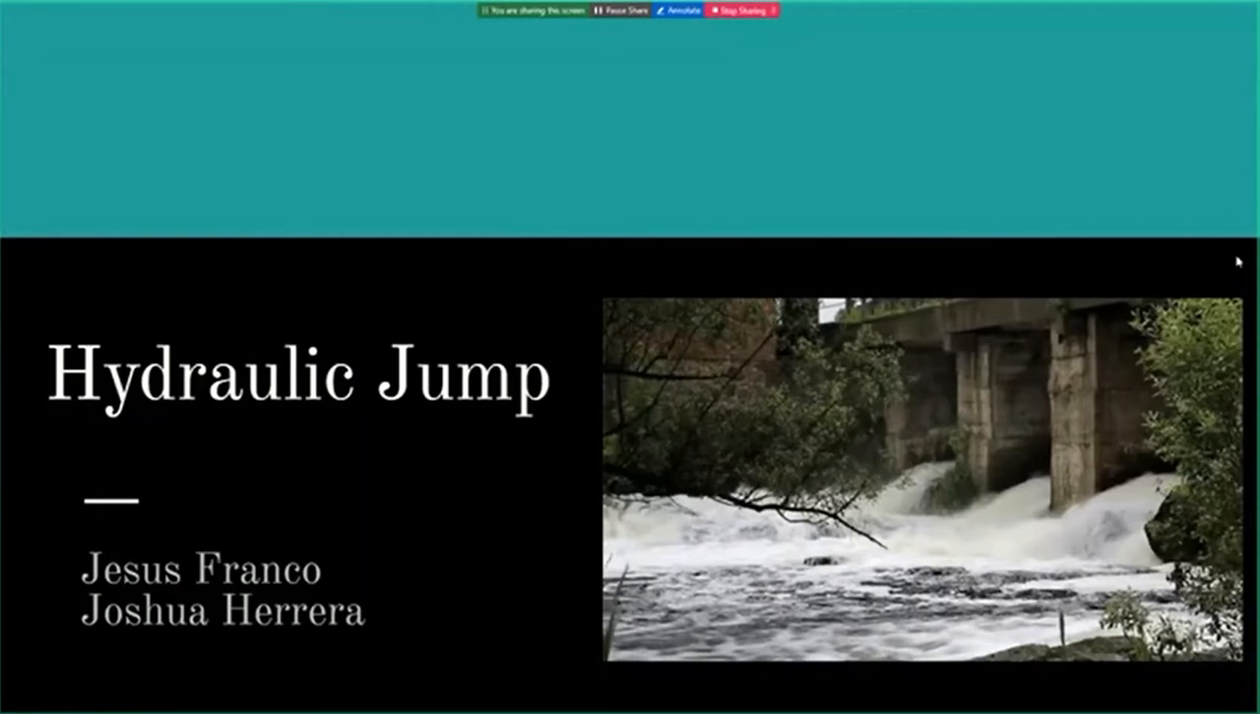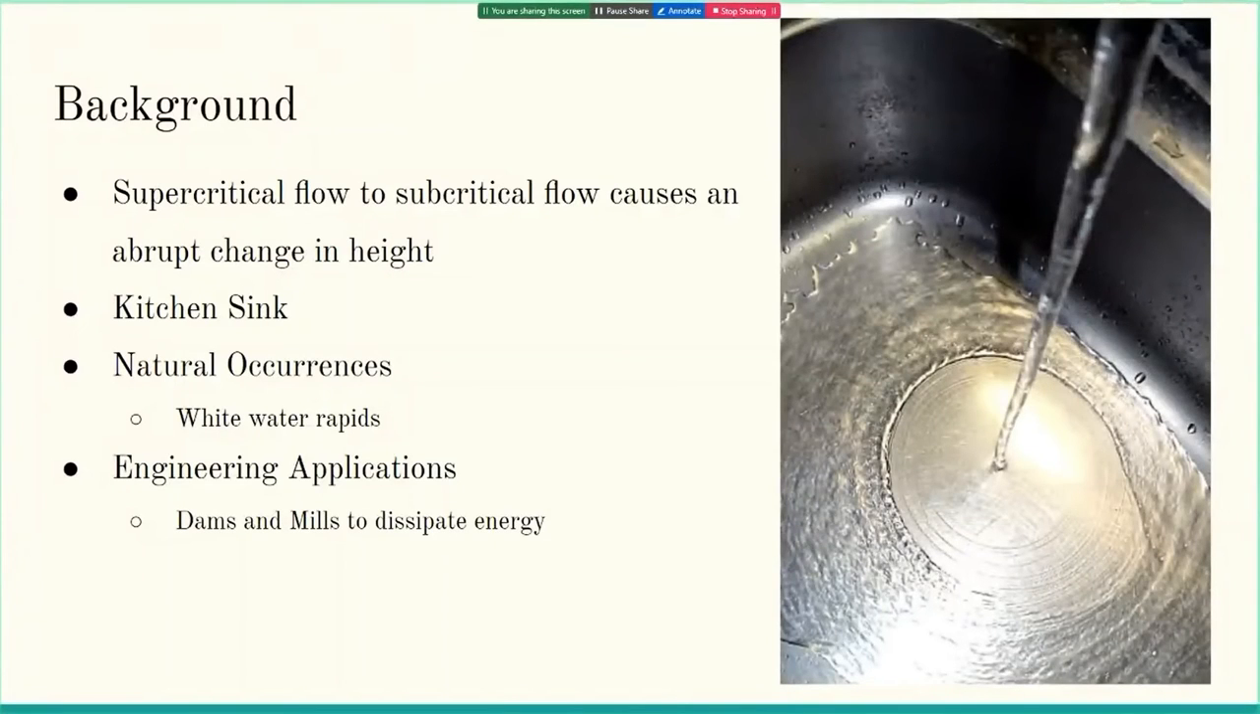Hello, this project is on hydraulic jumps by Joshua and Jesus. A hydraulic jump is defined by a supercritical flow, a flow of high velocity, to a subcritical flow, a flow of low velocity, which causes an abrupt change in height.